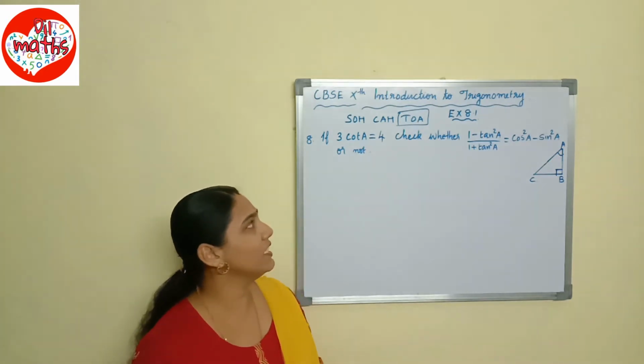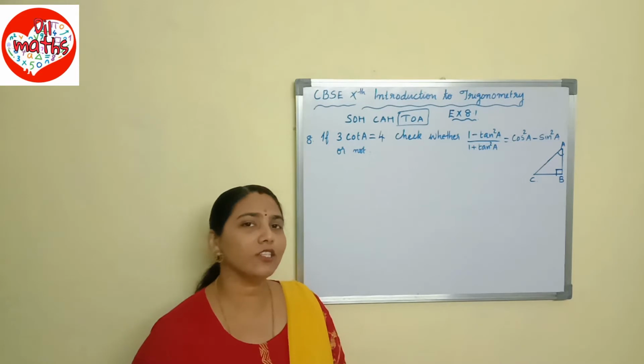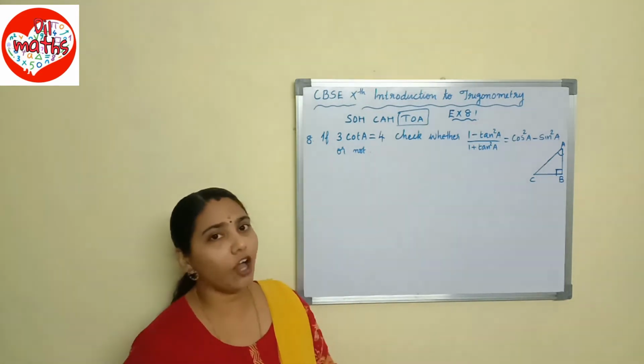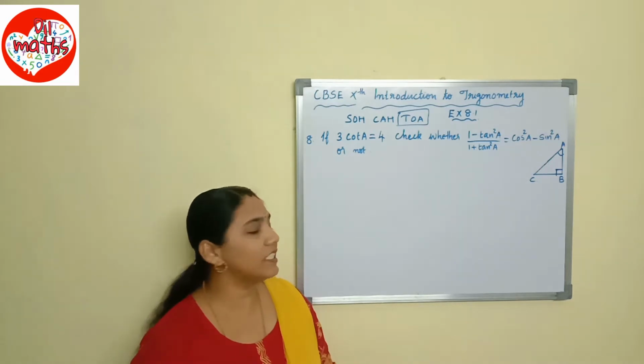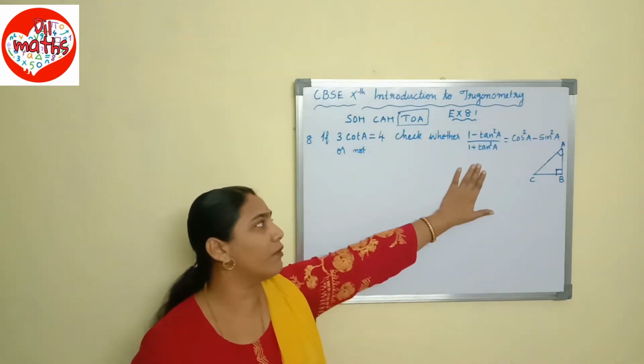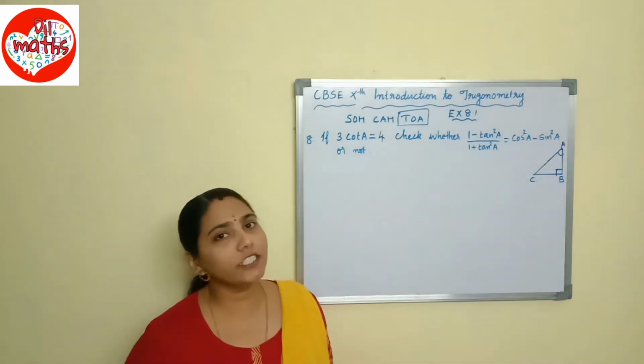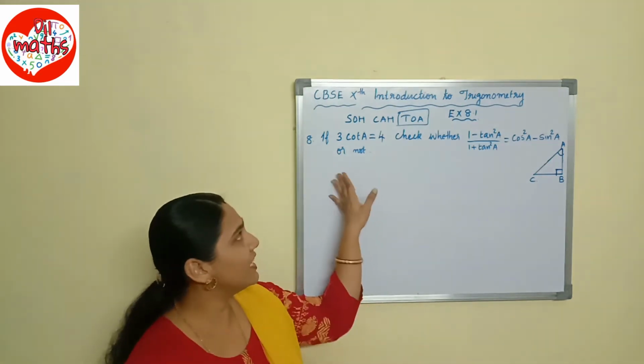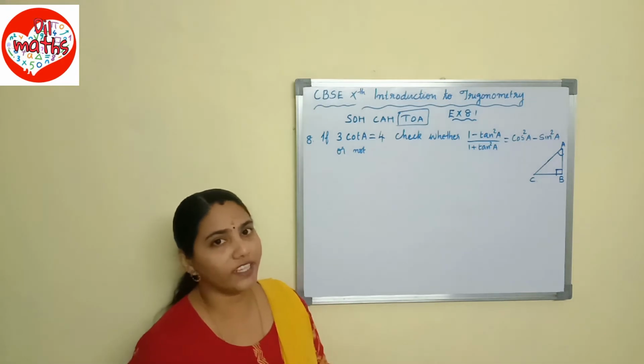Introduction to Trigonometry, exercise 8.1, 8th question we are going to do now. So what is the question given? If 3 cot A is equal to 4, check whether (1 minus tan square A) divided by (1 plus tan square A) is equal to cos square A minus sin square A or not. So what is given? 3 cot A is equal to 4 is given.